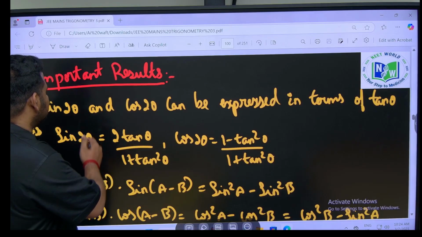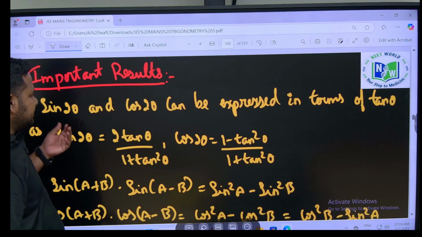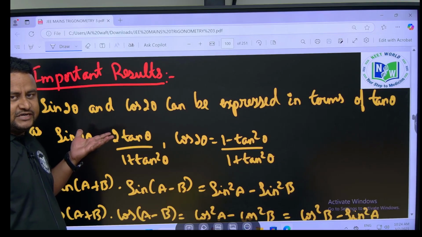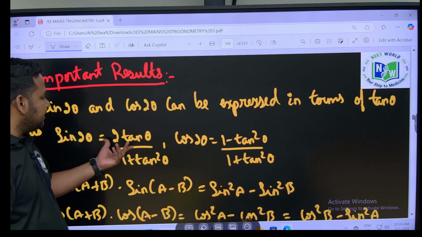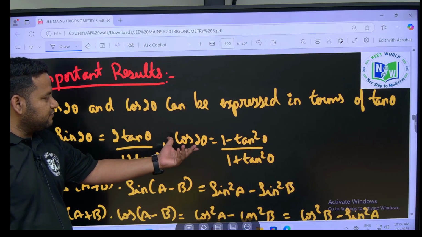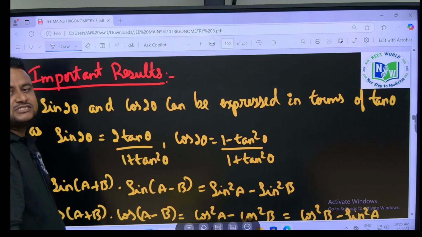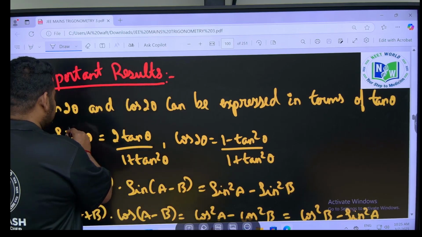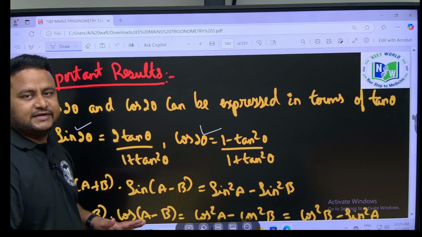So coming to those important results, what are these important results? Here, friends, we expressed sin 2theta, cos 2theta, that is, we understood the formula for sin 2theta, cos 2theta in terms of sin and cos. And we also know what is tan 2theta. But how to express sin 2theta in terms of tan theta, and how to express cos 2theta in terms of tan theta, that is given here. So sin 2theta is equal to 2 tan theta by 1 plus tan square theta. Cos 2theta is 1 minus tan square theta by 1 plus tan square theta. These formulas are highly important, not just for trigonometry per se, but also for differentiation and also for integration, right?